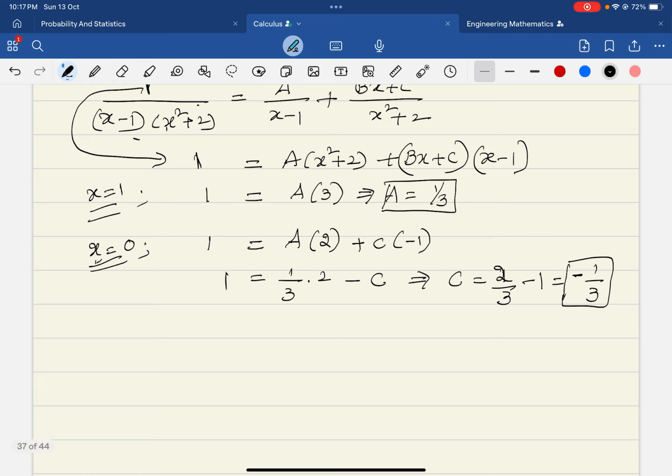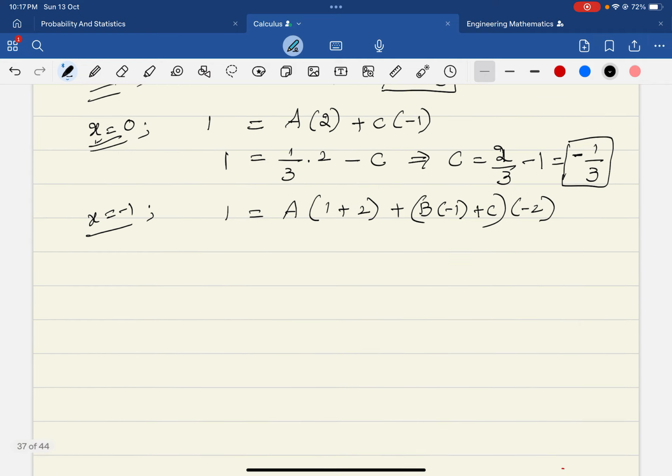So now x is 1 is over, x is 0 is over. Let us put x is equal to minus 1. 1 is equal to a times of minus 1 the whole square, which is 1, plus 2, plus b times of minus 1, plus c times of minus 1 is minus 2.